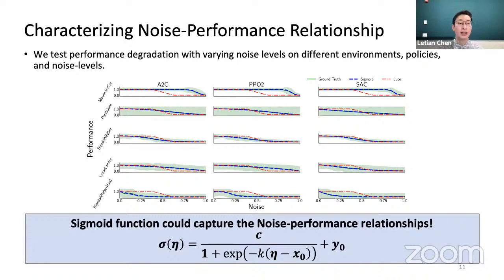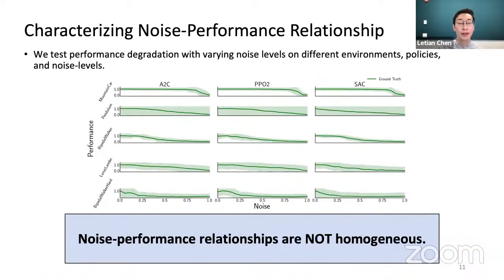Yes, that's a good question. The reason why we choose the sigmoid function is that we first plot the noise performance relationship for several different policies and environments, and observe that the sigmoid function will capture the trend, while the loose shepherd rule is constant for all the different environments and policies.